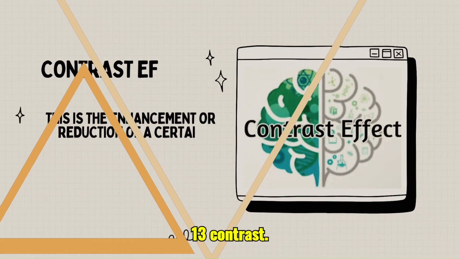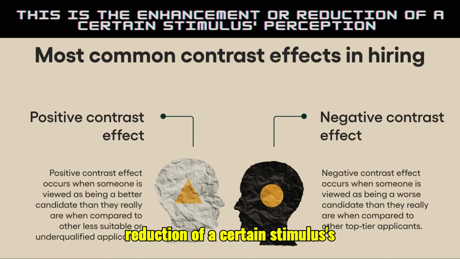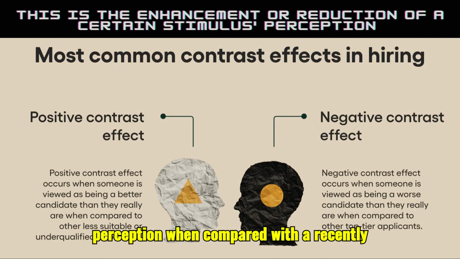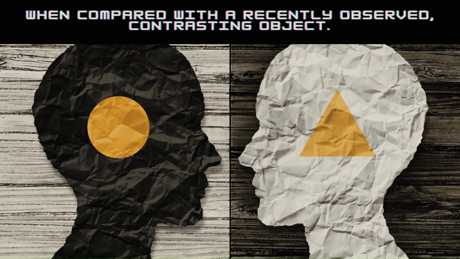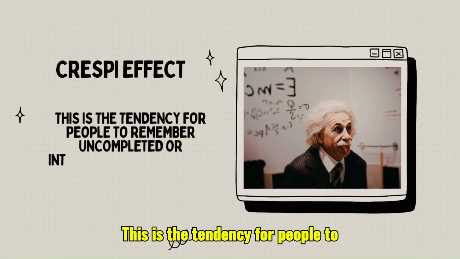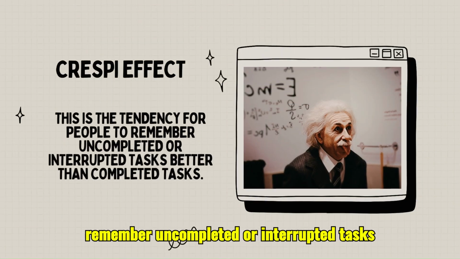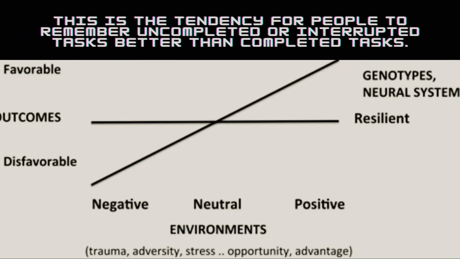13. Contrast effect. This is the enhancement or reduction of a certain stimulus's perception when compared with a recently observed contrasting object. 14. Zeigarnik effect. This is the tendency for people to remember uncompleted or interrupted tasks better than completed tasks.